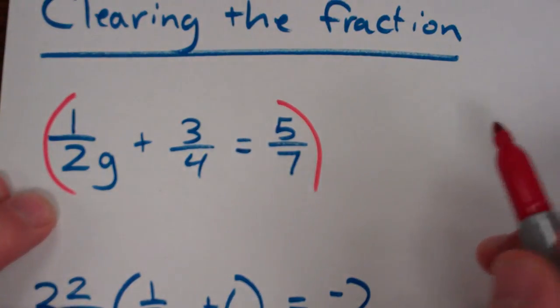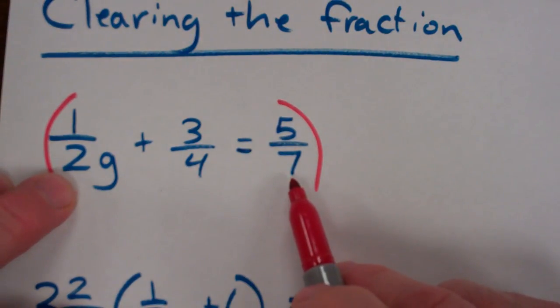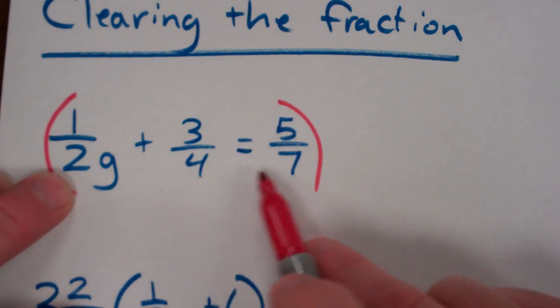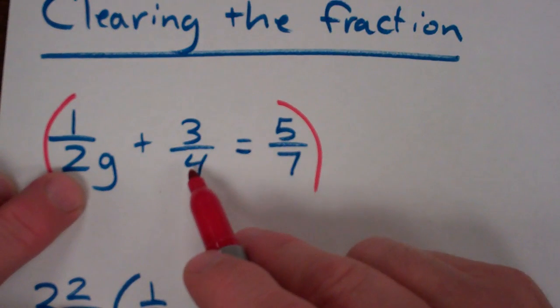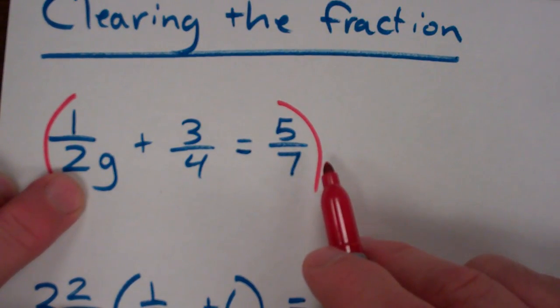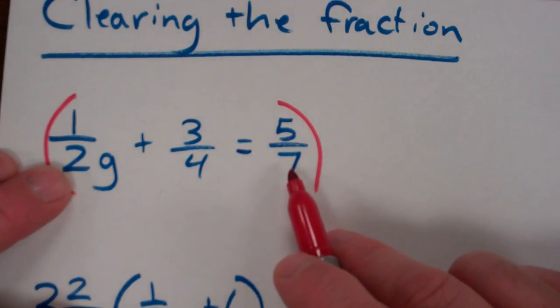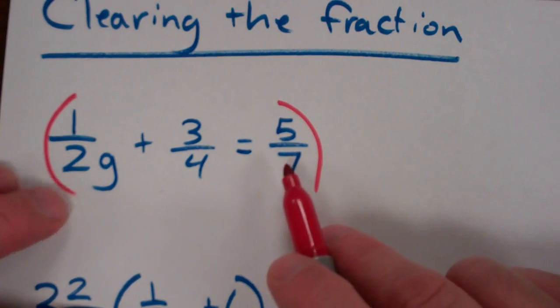So I need basically a common denominator for 2, 4, and 7, a number that when I multiply by it will knock out 2, 4, and 7. So 2 and 4 have a common factor of 2, so I don't really need to take 2 times 4 times 7. I just need to take 4 times 7. And so 28 would knock out all three of those numbers.